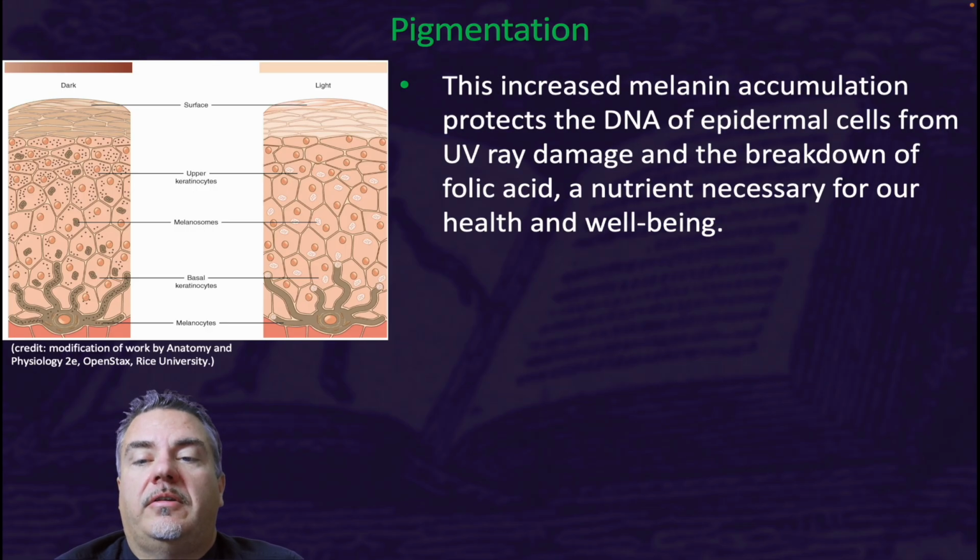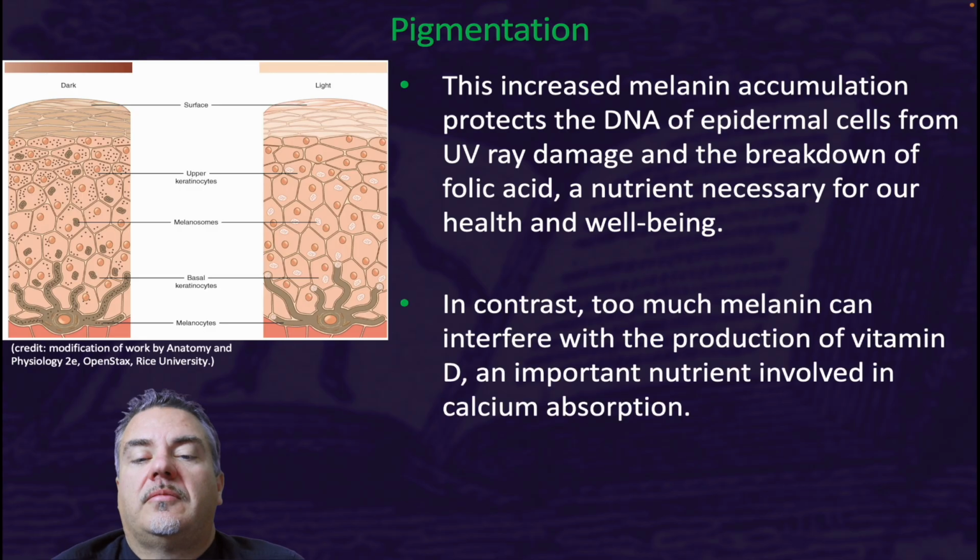This increased melanin accumulation protects the DNA of epidermal cells from UV ray damage and the breakdown of folic acid, a nutrient necessary for our health and well-being. In contrast, too much melanin can interfere with the production of vitamin D, an important nutrient involved in calcium absorption.